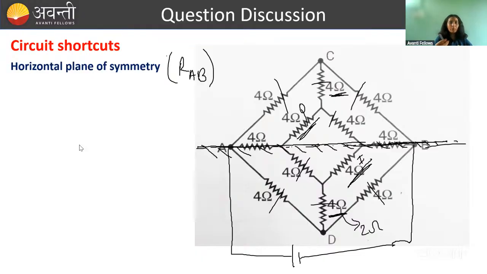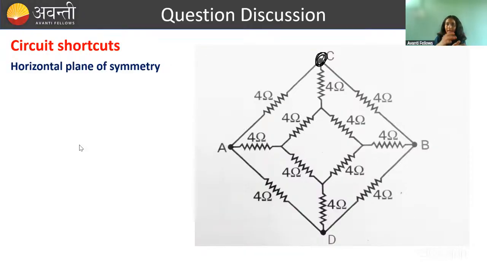So here what you can do is fold the upper portion with the lower portion. Means you can bring C onto D if you're wrapping it like this. So C will come onto D. This 4 ohm will fall on this 4 ohm. Done. Now let me tell you clearly. When you wrap this around AB, C will fall on D. That is, this 4 will fall on 4, this 4 on 4, this one on this one, if you are going to wrap it around AB.